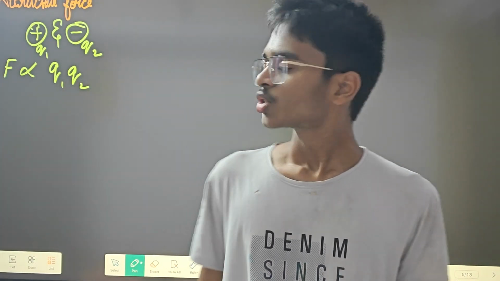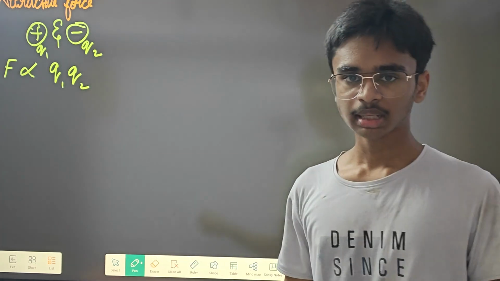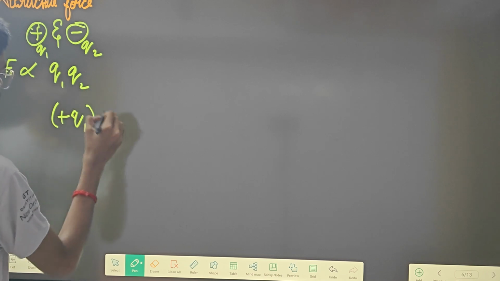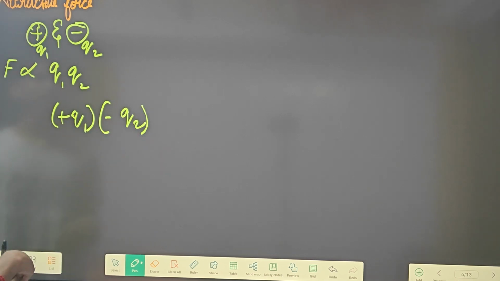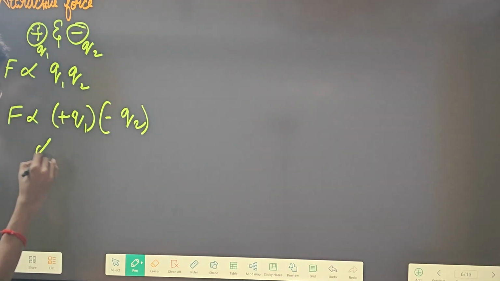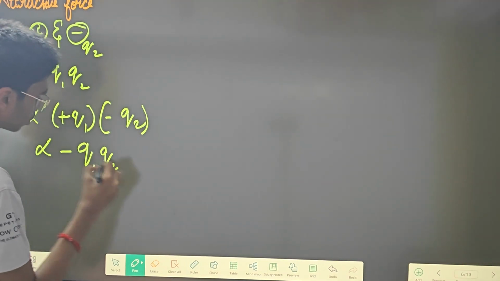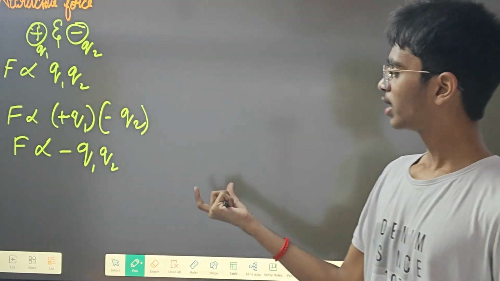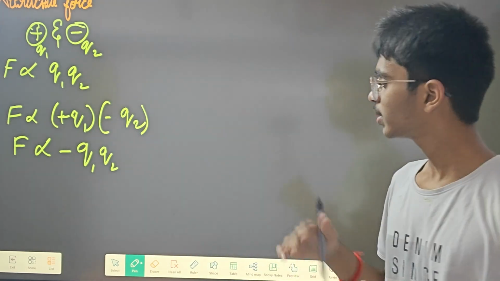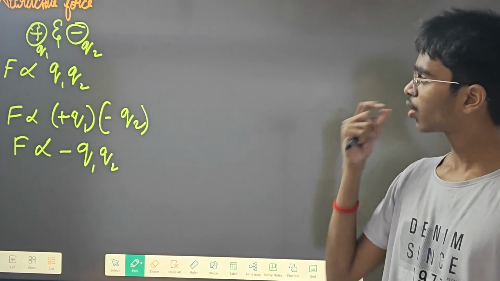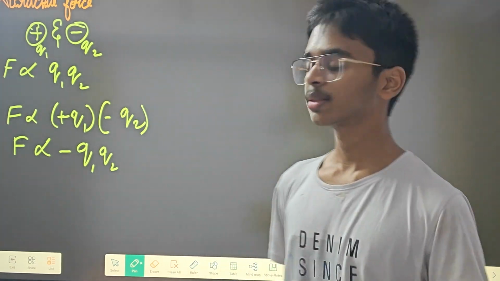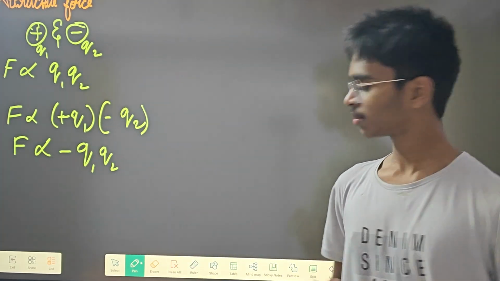Now we are multiplying them. Here q1 is positive and q2 is negative, so I put positive q1 and negative q2. Positive into negative will be negative only, so force is directly proportional to negative of q1 into q2. So for an attractive force, the product of q1 and q2 will always be negative. This is something you have to know.